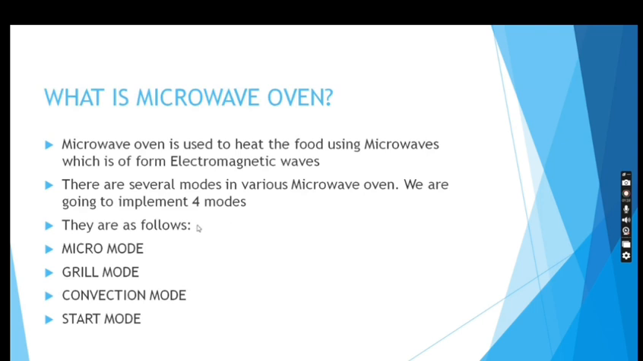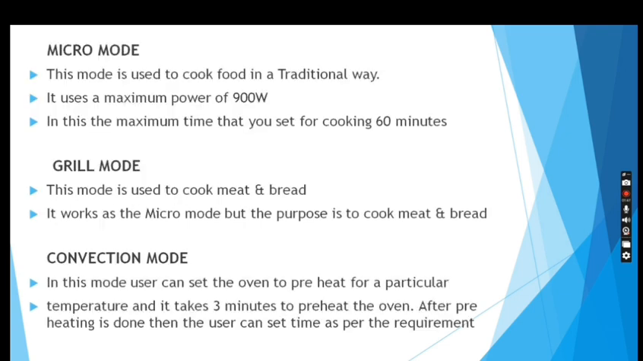So first of all, what is a microwave oven? A microwave oven is used to heat food using microwaves, which are in the form of electromagnetic waves. There are several modes in various microwave ovens. We are going to implement 4 modes: micro mode, grill mode, convection mode and start mode. Micro mode is used to cook food in the traditional way, and it uses a maximum power of 900 watts. The maximum time that you can set for cooking is about 60 minutes.